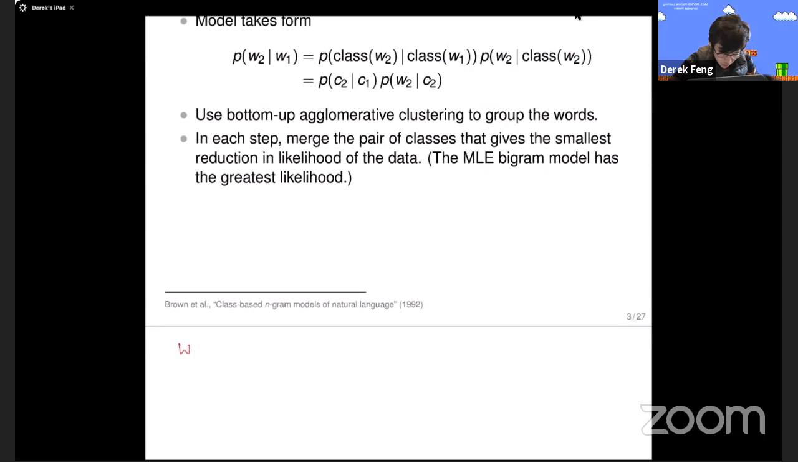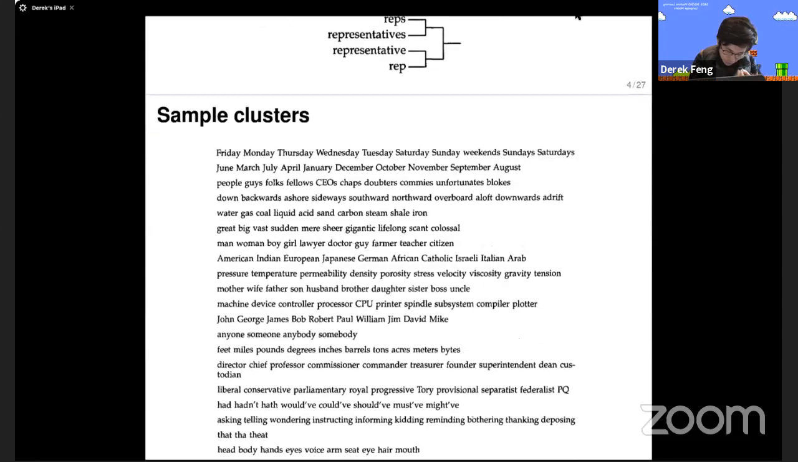So the point of this is that I want to look at these conditional probabilities. I want to introduce the class that a word is a part of, right? So remember, what is a class? I think the best example of a class here is days of the week. So let's just think of that class as the days of the week.